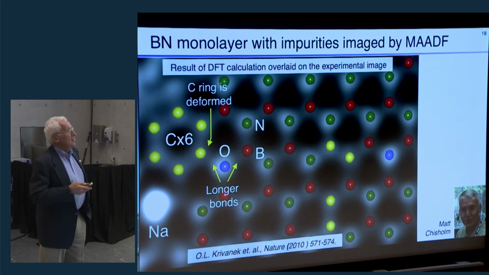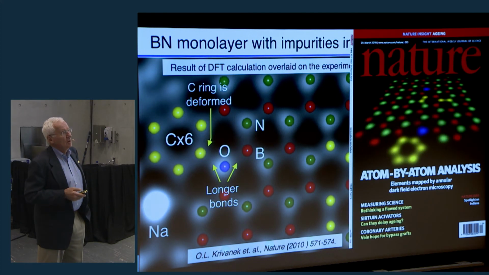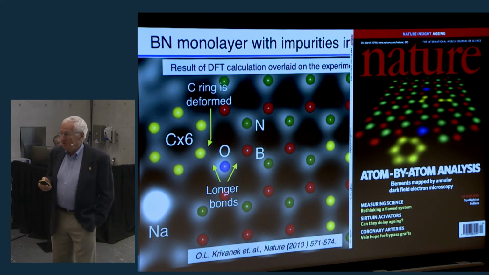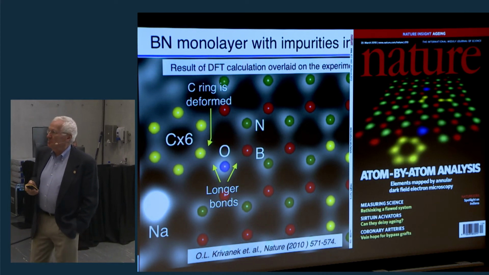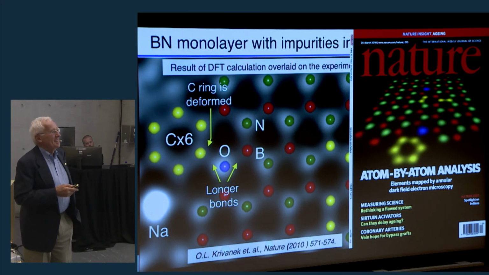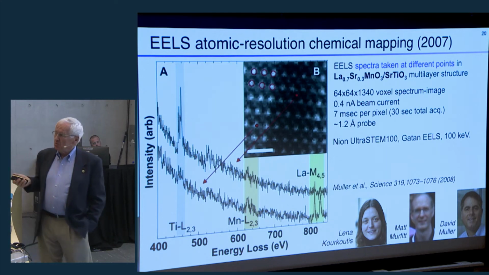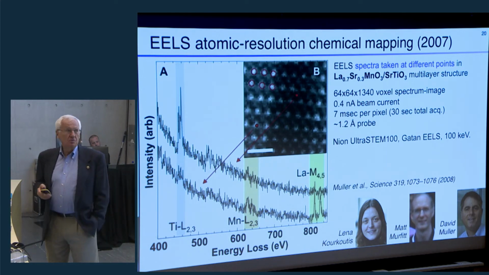So this image, another kind of icon for what electron microscopy can do, got on the cover of Nature. So that was like a model getting on the cover of Vogue. That was kind of fun too. So this is what we could do for structural studies, but of course we didn't stop there.